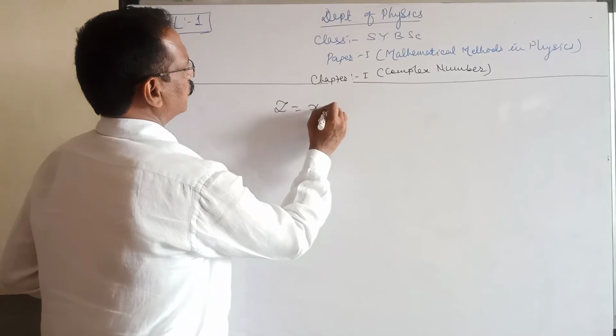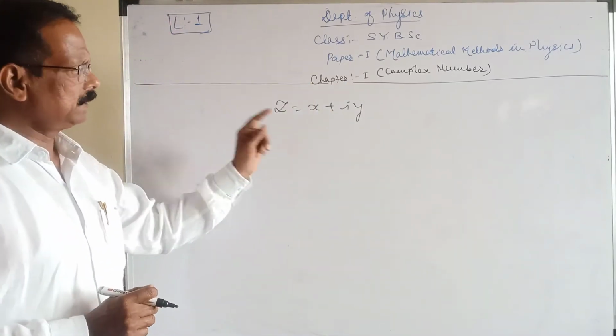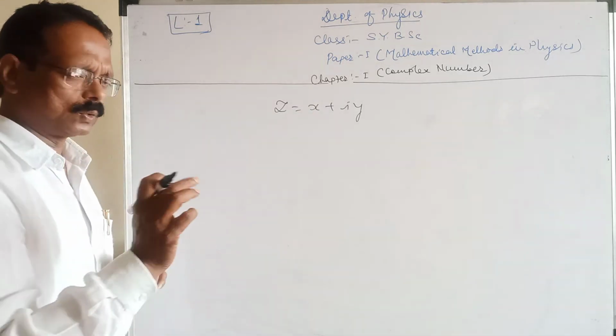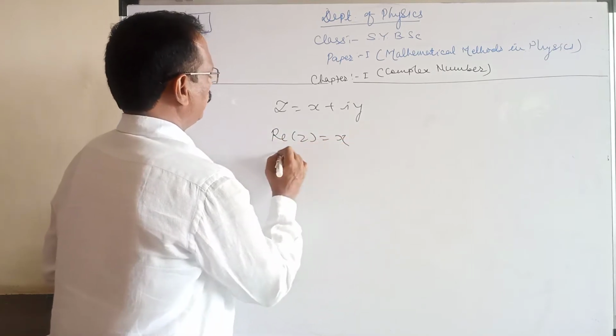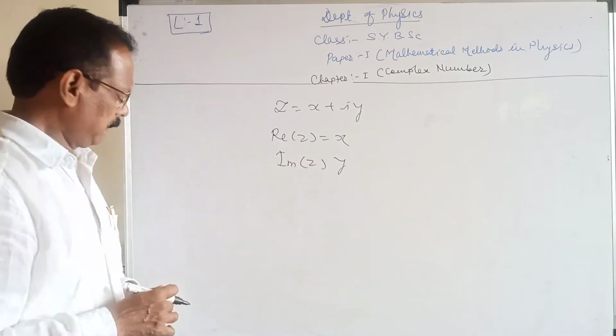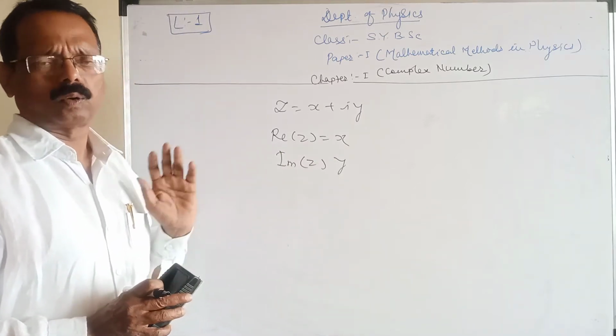It is very simple. z is equal to x plus iy. It is the complex number. Now, x is the real part of the complex number and y is the imaginary part of the complex number. So the real part of z is equal to x and the imaginary part of z is equal to y. So it is the complex number. Now it is very important to see what the need for the complex number is.